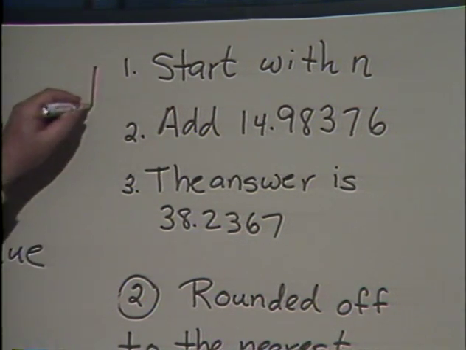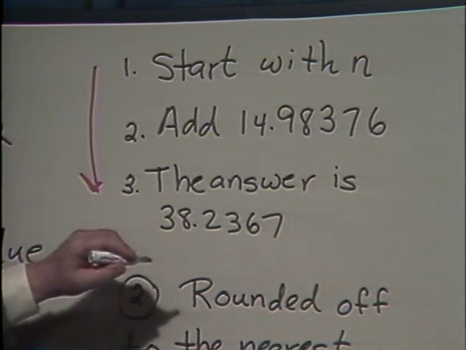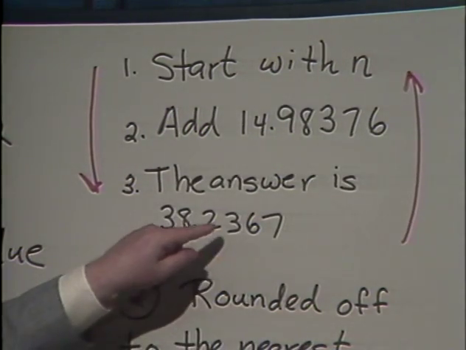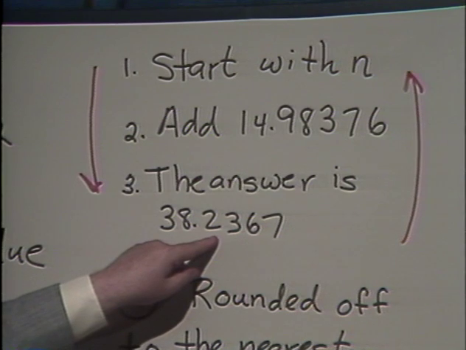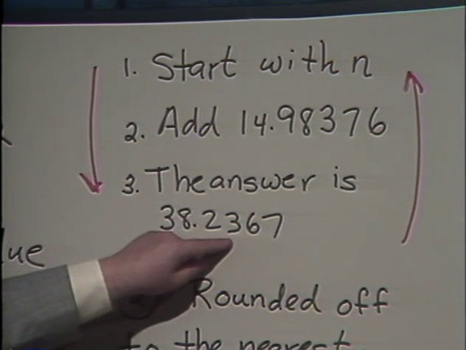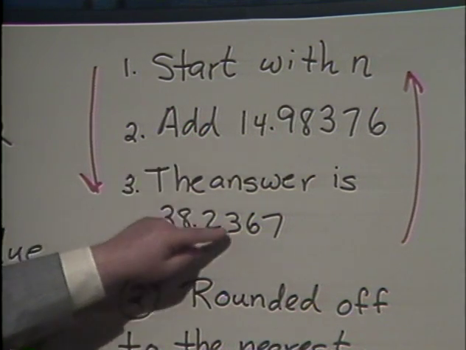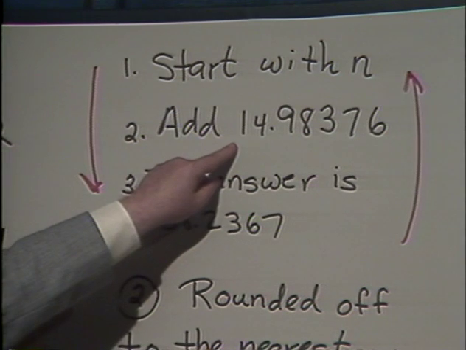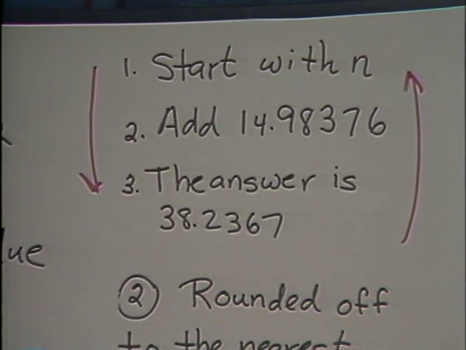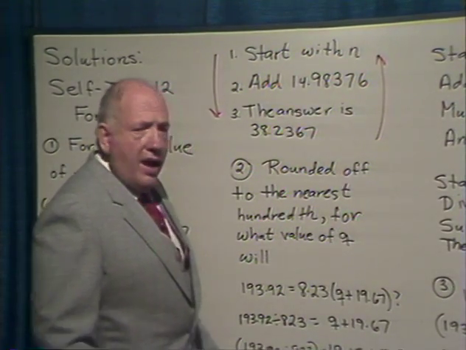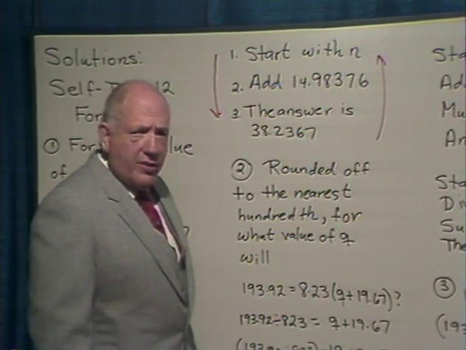See, that was arithmetic reading down like this. Algebra is we start with this. And what do we do? We start with the 38.2367. Now we reverse our steps. Since we had this answer after we added, to find out what we had before we added, we simply replace this step by what? Subtract 14.98376, and the answer is then n. Okay? And we're going to do this with a few other problems. Let's just get used to this.